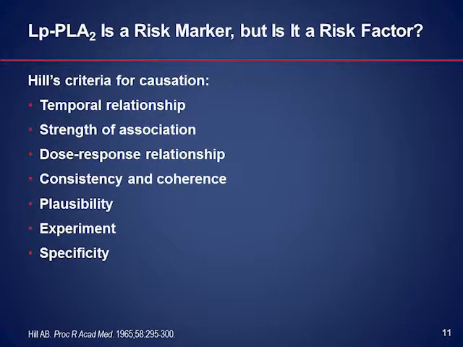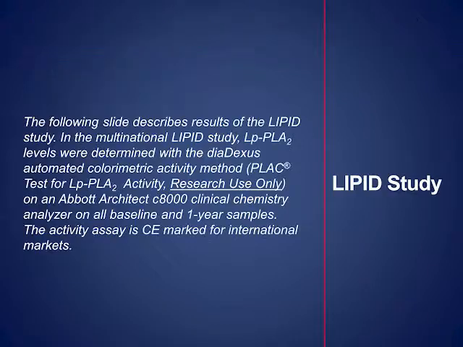But then the question becomes, yes, it's a risk marker, but is it a true risk factor? And there's another set of criteria that we need to look at as well, and those are Hill's criteria. And Hill's criteria really emphasize causation, because once you prove causation, and once you prove also that lowering the particular biological marker that we're evaluating to become a risk factor, well, then you've proved that it is in fact a risk factor. There are 7 different criteria under Hill's system.